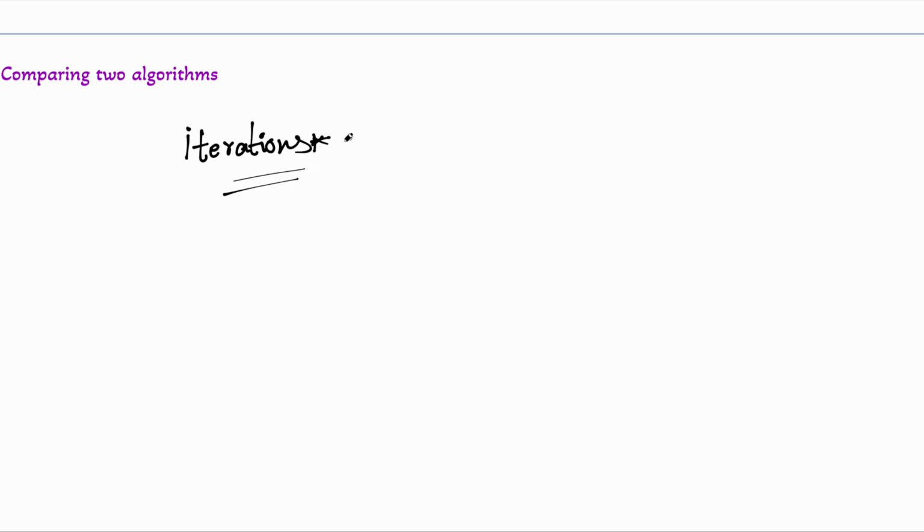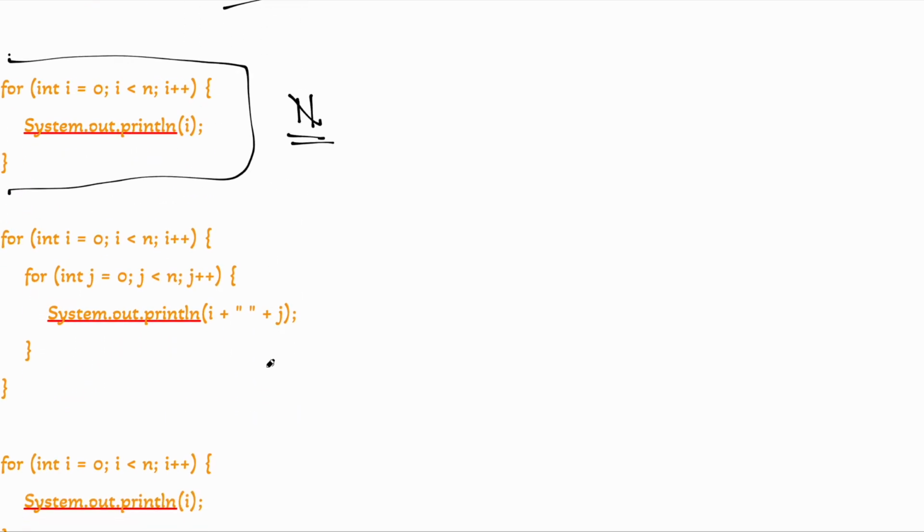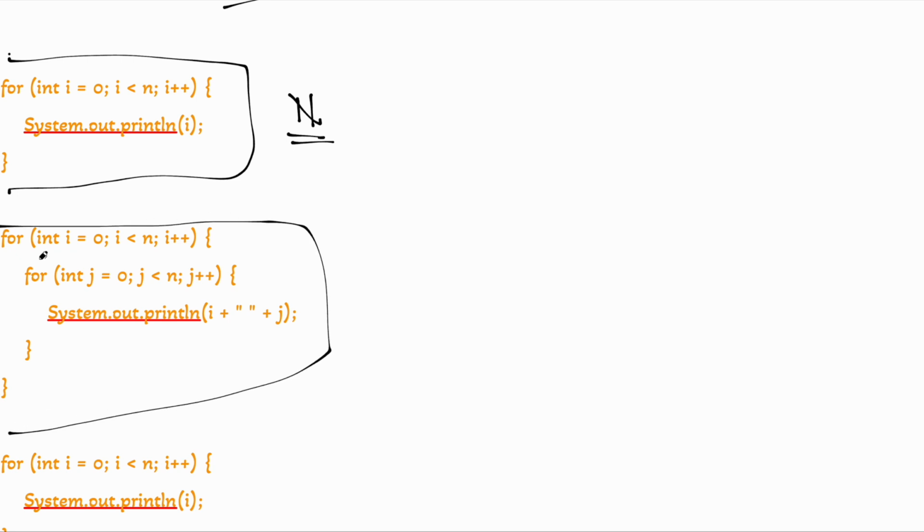Let's take a few examples and find out how many iterations the code takes. If we take this part of code, it is running from 0 to n and printing it. So this one takes n iterations. Okay, that's easy. And coming to this code part, we are iterating from 1 to n.